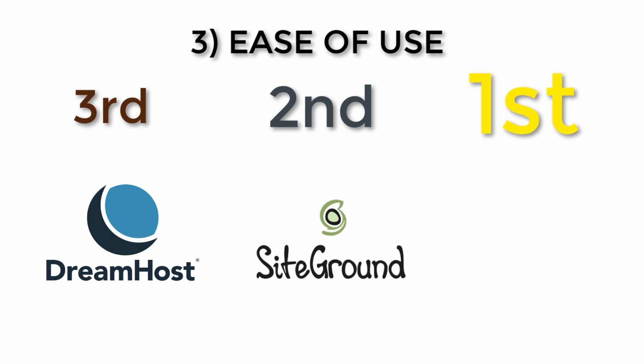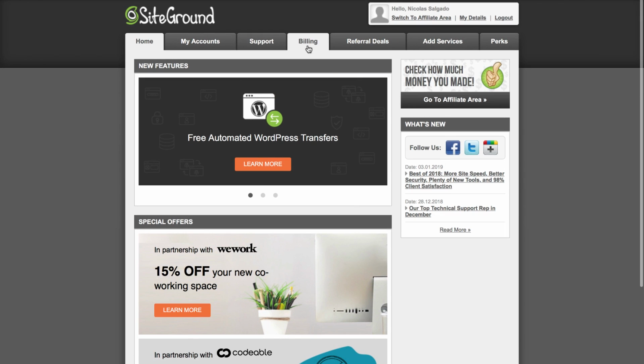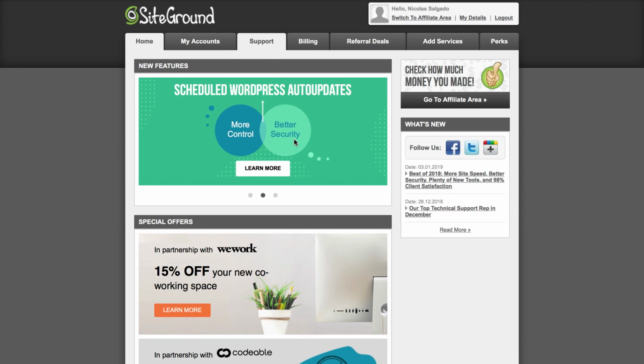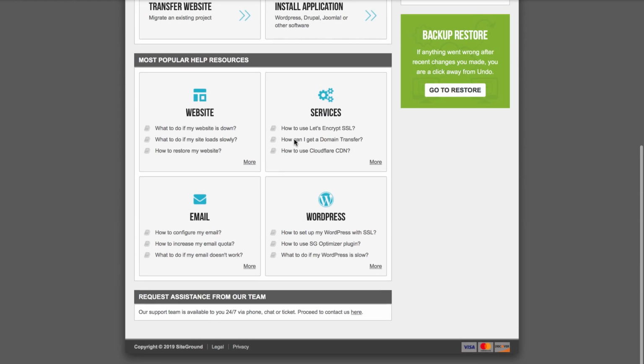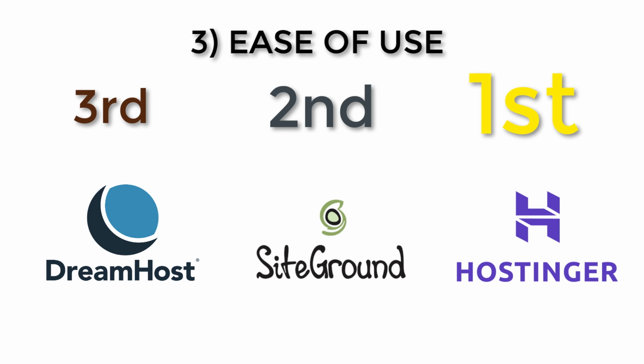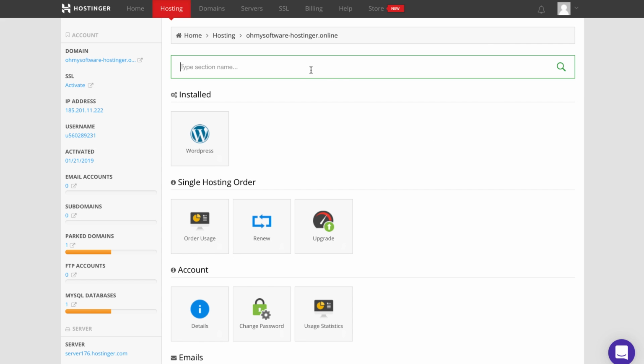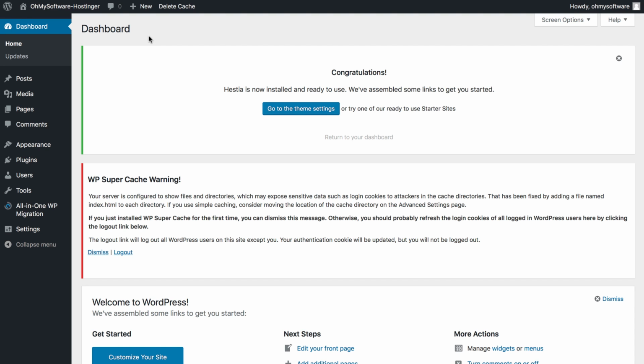SiteGround is my 2nd choice in this case. Their interface is easy to use, but I think it feels outdated. I really don't know why such a big company as them hasn't updated their dashboard yet. On the top of the list for this category, we have Hostinger. It is easy, clear, and smooth to use. It also feels really modern, which is amazing. It was definitely the easiest to use because it has simple menus with fewer categories.